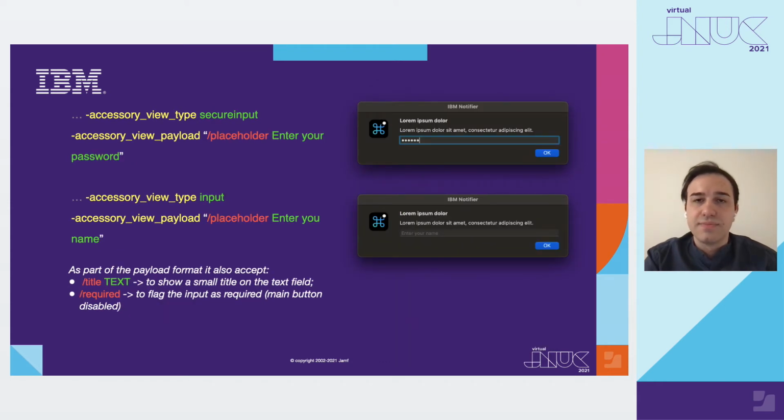Last examples are input and secure input. As you can see, it accepts as payload placeholder as key, and then the placeholder that should be visible inside the text field, and then the title key that basically defines a title that will be shown right on top of the text field, and the required key. This is very useful because if the administrator wants the user to enter some values inside this text field, it will let the pop-up gray out the destructive buttons and show them only if the user enters some values inside the text field.